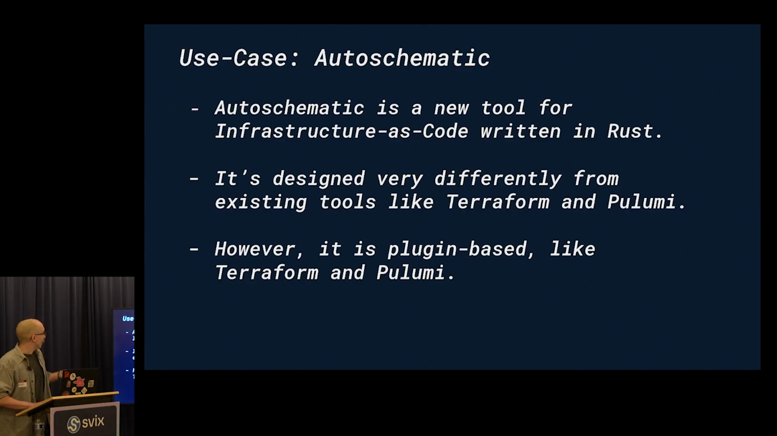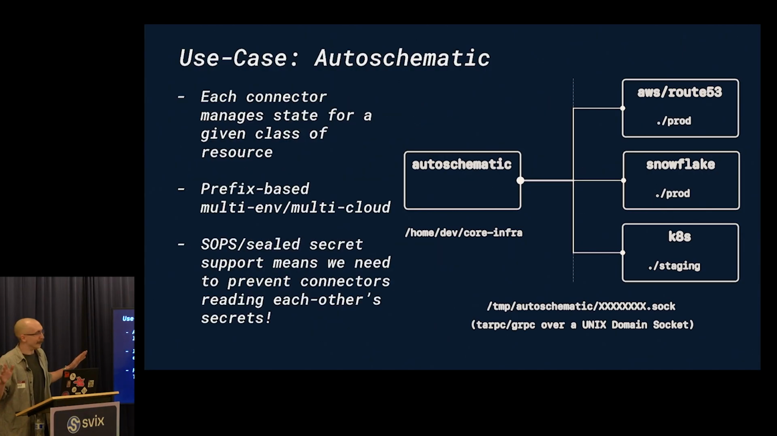So here's some technical background. Autoschematic is a tool. It's kind of like Terraform, though it's designed very differently from Terraform. I'll show it off later. But it does have the same kind of core. The architecture is plugin based. Terraform has providers; I have something I call connectors. Each connector manages a certain type of resource, just like a Terraform provider. And we spin up connectors just as plain processes, plain Rust binaries.